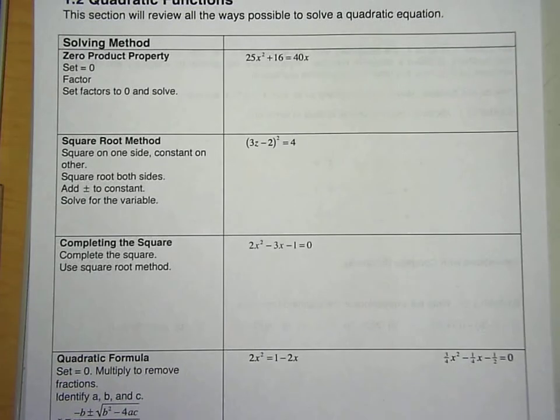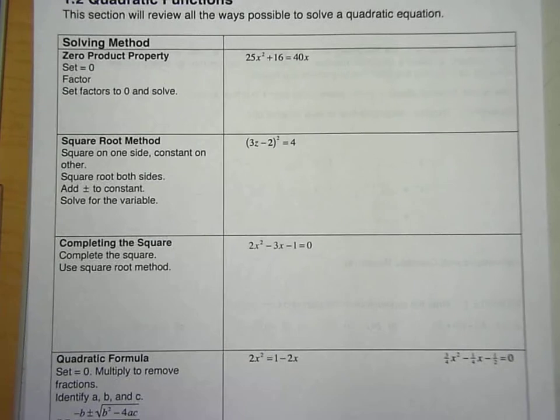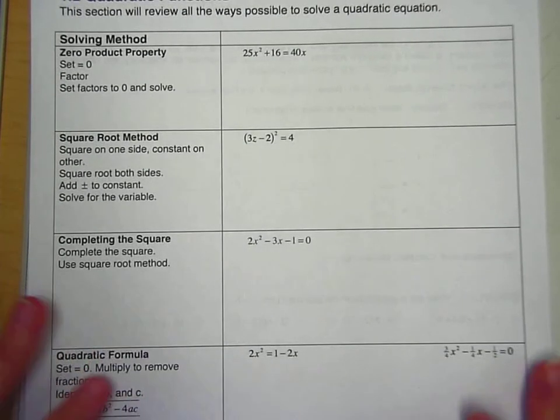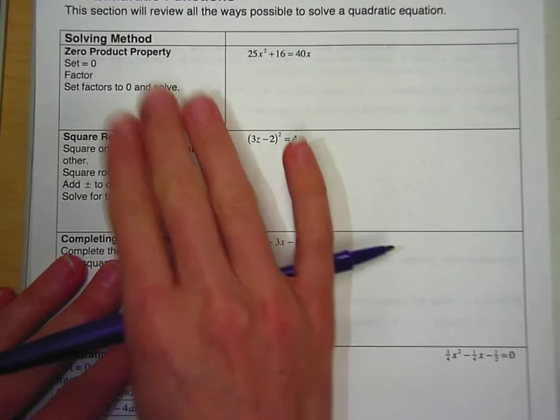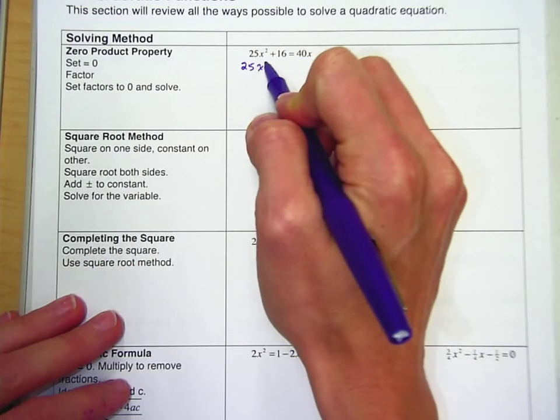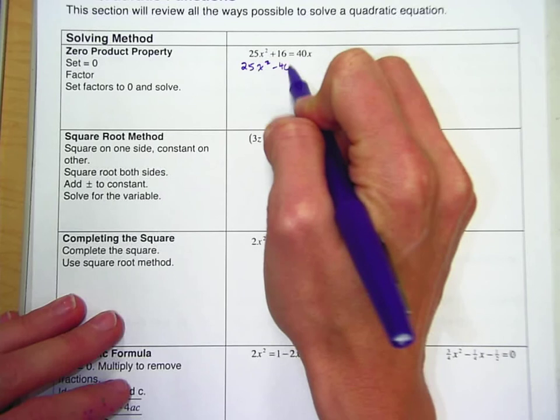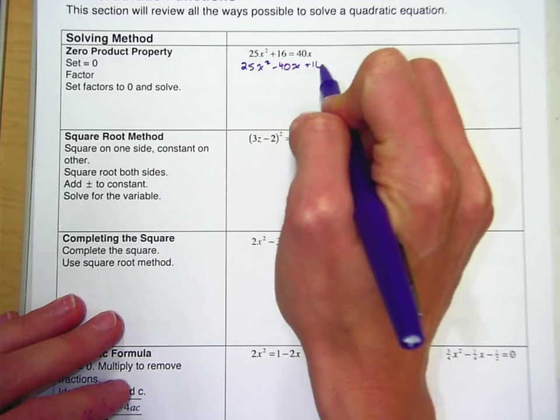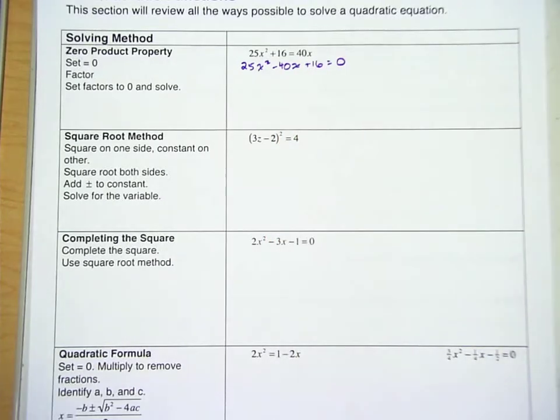This is just a review of all the ways to solve quadratics. So you guys actually know how to do all of this, so I'm going to go quickly through it. For the zero product property, first we need to set this function to 0. Okay, and then we need to factor.